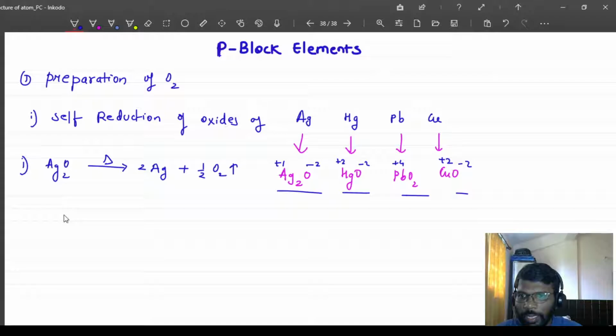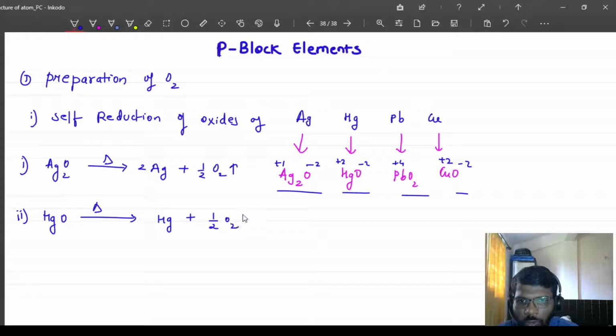Next is mercury oxide, HgO. If I heat this compound, then what I'm going to get is Hg, mercury element, and half a mole of O2. Then third, if I take the oxide PbO2, this is going to give me lead oxide and O2. So this is in the gaseous form.